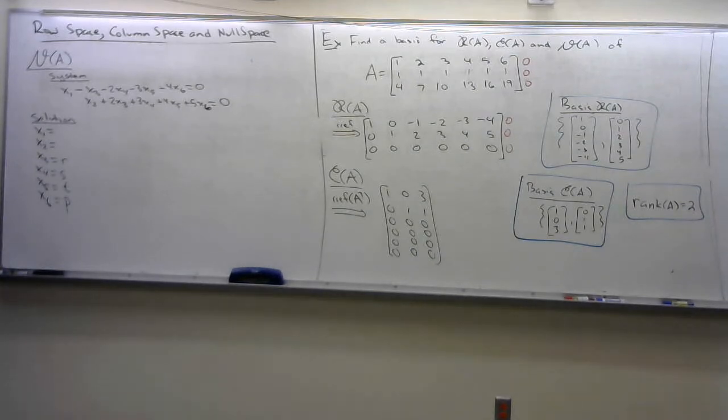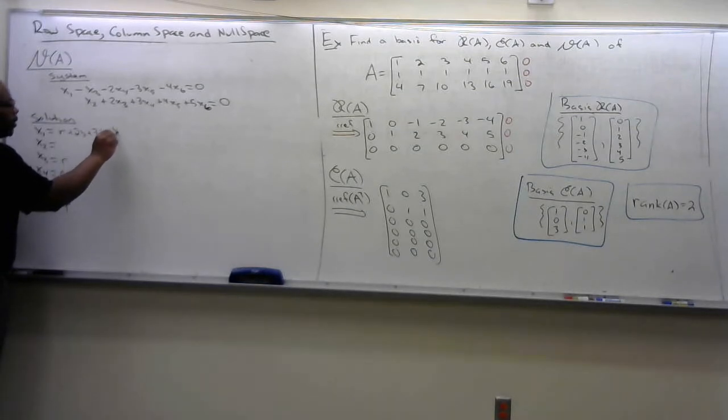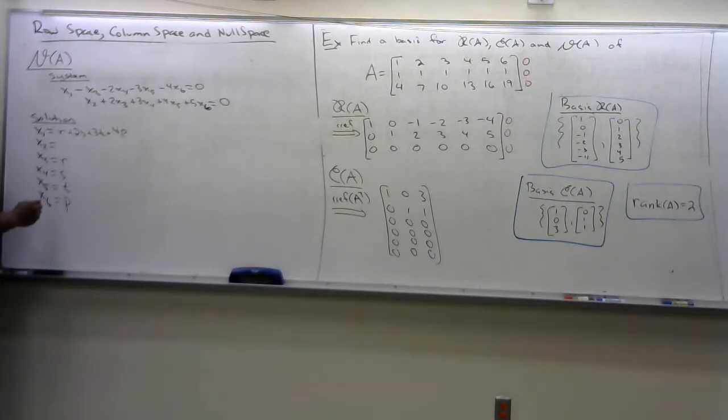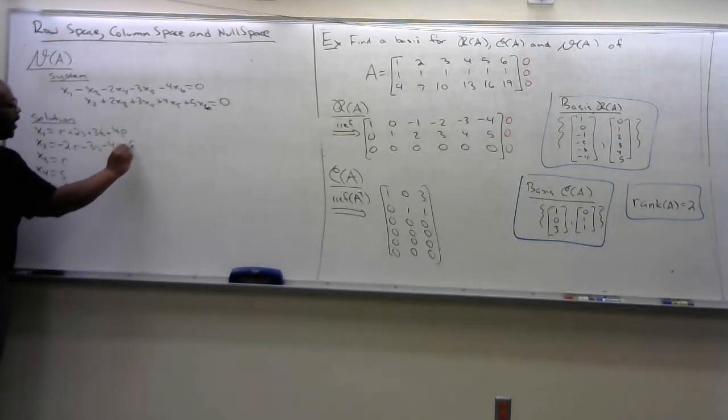All right, and now what is x1 going to be equal to? x1 is going to be equal to r plus 2s plus 3t plus 4p. Okay. x2 is going to be negative 2r minus 3s minus 4t minus 5p.